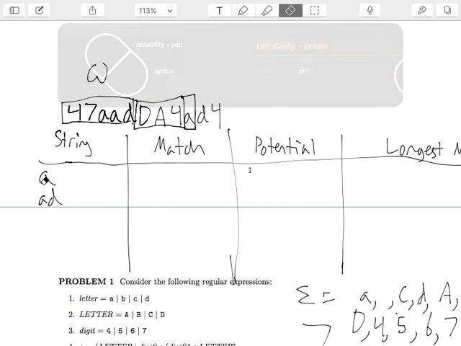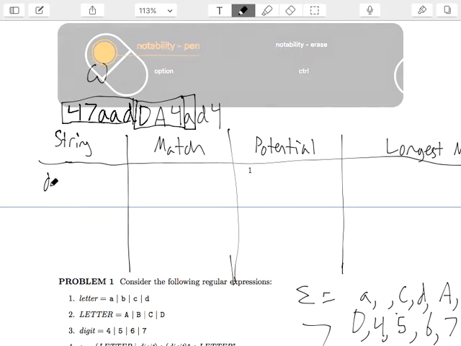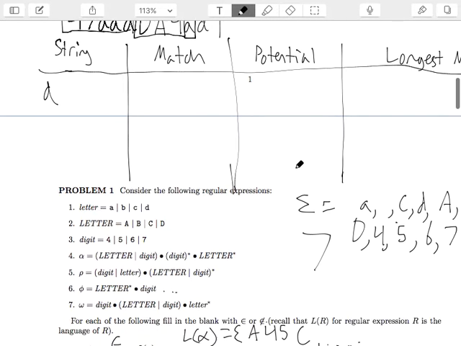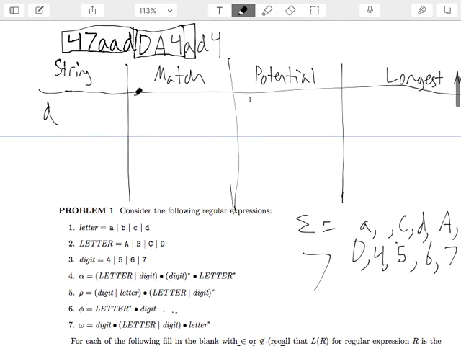Okay, blue D. Letter. Capital letter, no. Digit, no. No match, no potential. Row is a match and a potential. Letter, phi? No. Letter star, digit? No. Omega? No. So the longest match so far? Letter one.